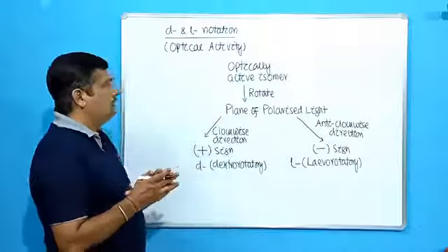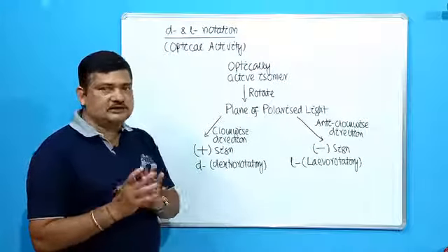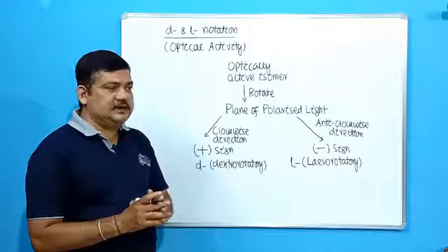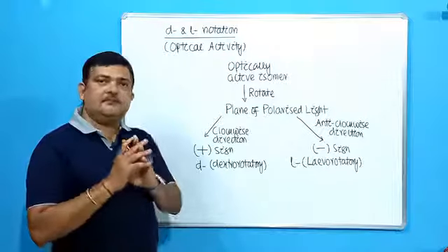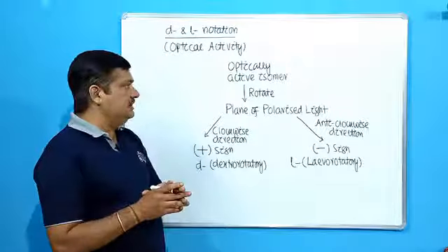Looking at the structure of the isomer, you cannot assign D or L, small d or small l. So it is experimentally oriented. Accordingly, you have to find out which one is dextrorotatory and which one is levorotatory.